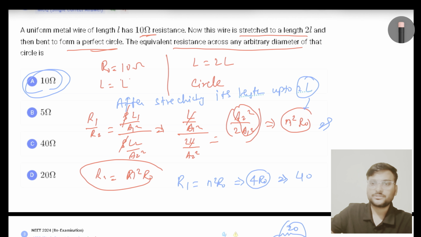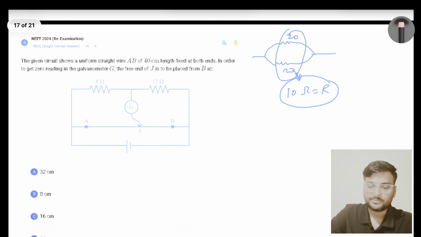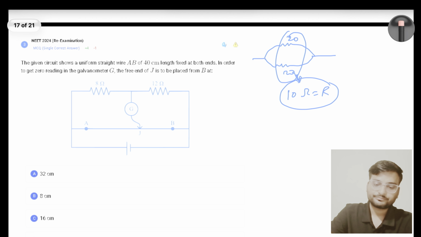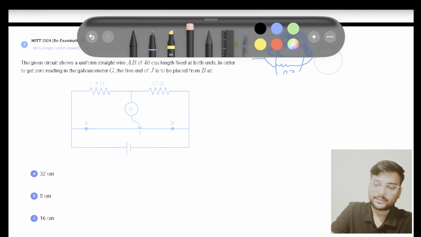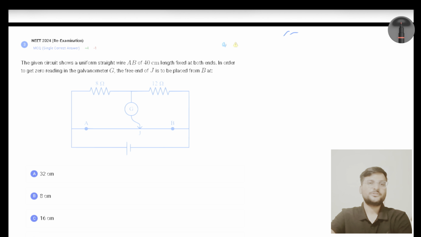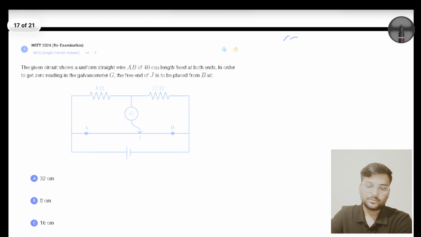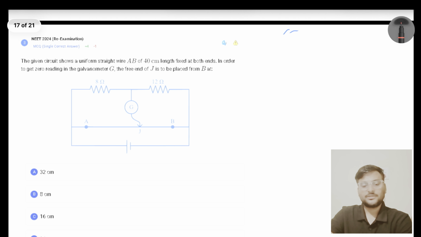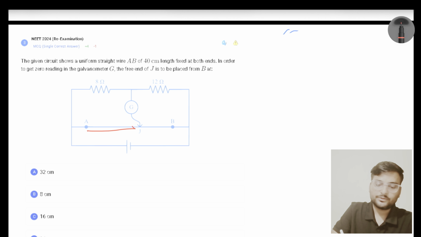The next question is given to you, again on the concept of Wheatstone, that is the meter bridge. Now in this, a Wheatstone bridge is given to you. The meter bridge works on the principle of the Wheatstone bridge only. So this value is given to you. Suppose this is L1, and the second is 40 minus L1.